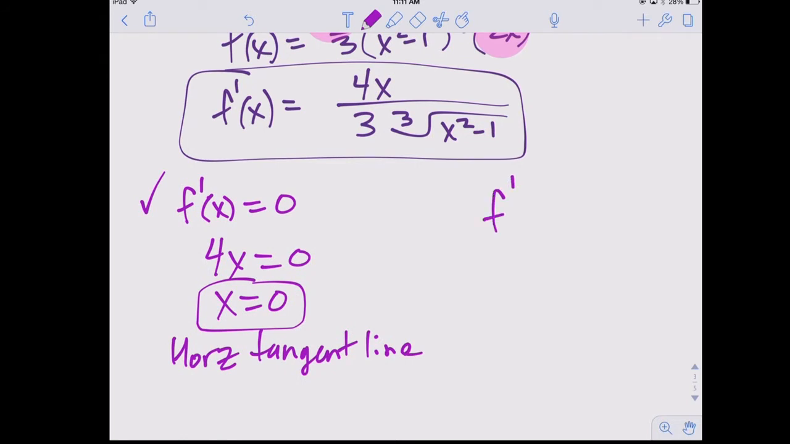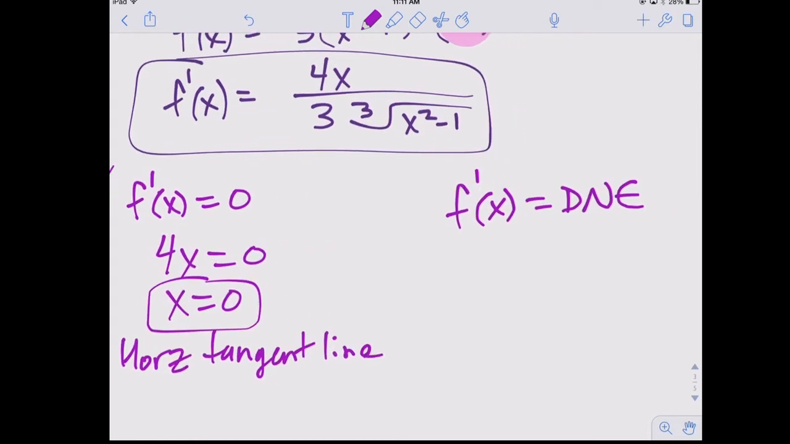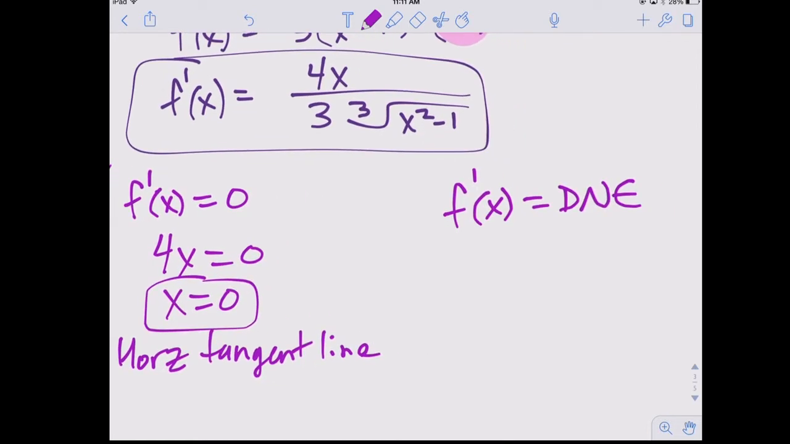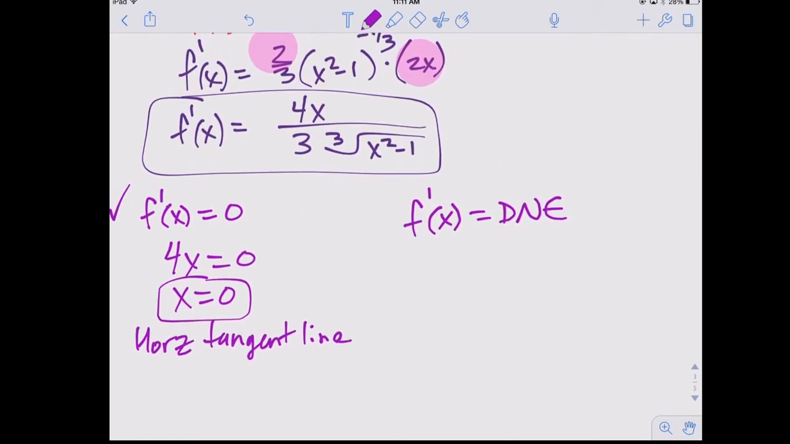Now we'll do the other one. F prime of x is going to equal DNE. When is this equation going to be DNE? When the denominator is 0. Good. So that's when 3 cube root of x squared minus 1 equals 0.